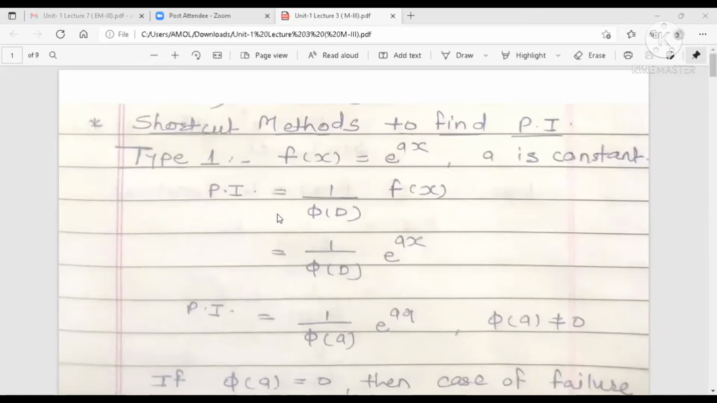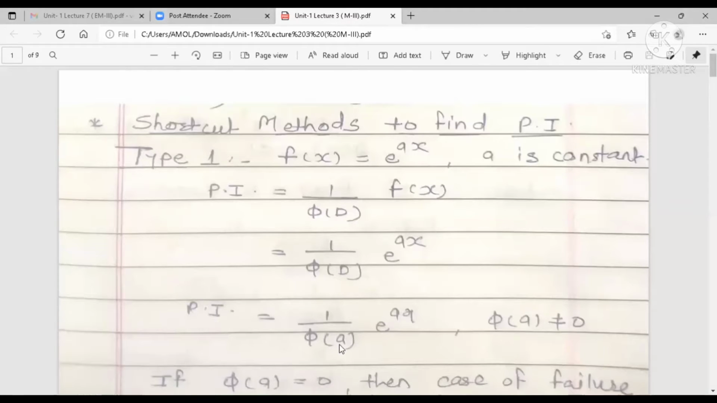Now the formula for PI is 1 upon phi of D into f of x. Now if the function is a particular exponential function e to the power ax, how do we find the PI for this exponential function? The formula for PI is 1 upon phi of D into e to the power ax. Now replace D of phi of D by the coefficient a. That a is from the exponential function, the coefficient of x in the exponential function. So replace D by a, and so the PI will be 1 upon phi of a into e raised to ax. But the condition here is that phi of a must be non-zero.